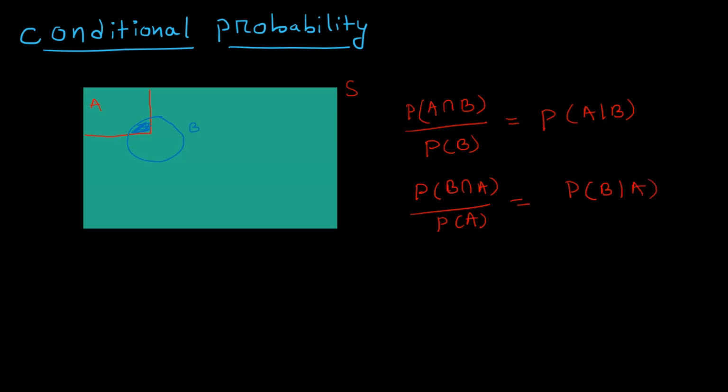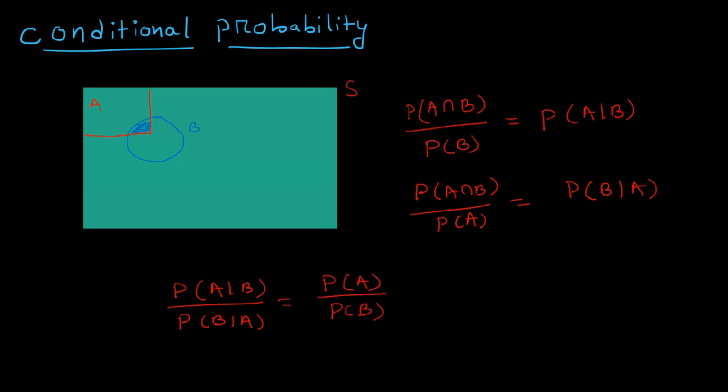Since A intersection B and B intersection A are commutative, there is no harm in writing A intersection B. So there is a beautiful relation between them, that is probability of A conditional B divided by probability of B conditional A. You can calculate it by dividing throughout, that is probability of A divided by probability of B.